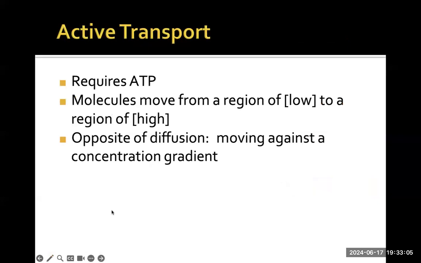Okay, that is passive transportation. Now we're going to move into active transportation. So active transportation is going to require energy. The molecules are going to move from a region of low concentration to high concentration.